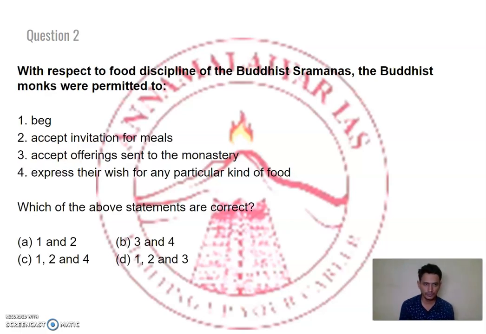Next one. With respect to food discipline of Buddhist Shramanas, the Buddhist monks were permitted to 1. Beg, 2. Accept invitation for meals, 3. Accept offerings sent to the monastery, 4. Express their wish for any particular kind of food. Right? So, except 4th, all the 3 is right. So, the right answer is option D. Next.